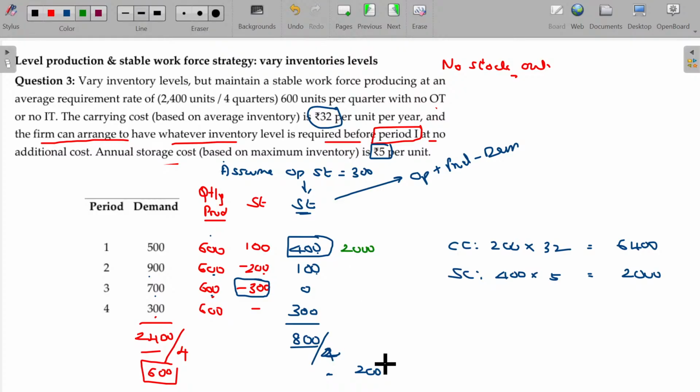in total, 5 rupees per unit for the entire annual storage cost. Okay, annual storage cost. So then ultimate value here being 8400. Among the 3 options what we have discussed here, which seems to be the best option?